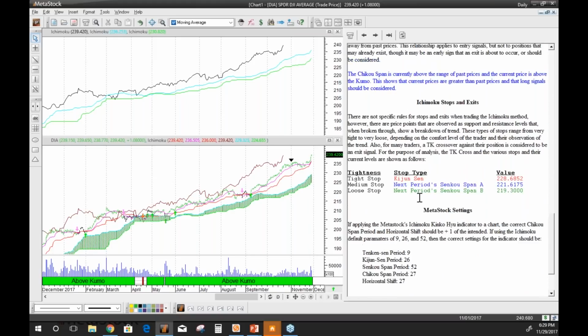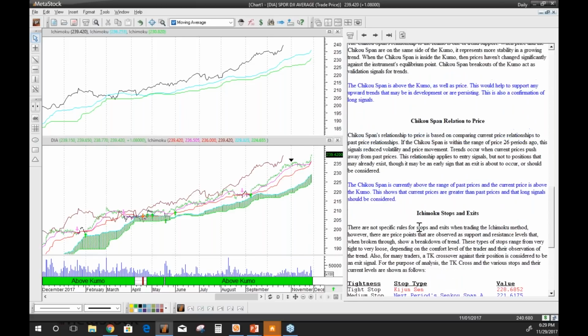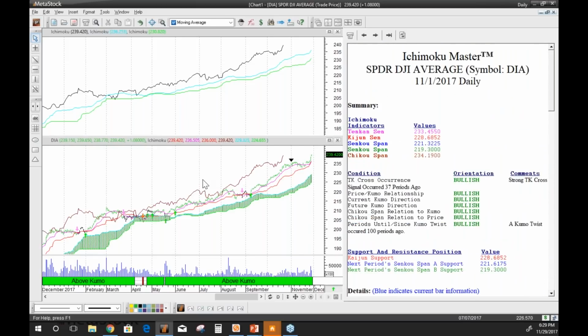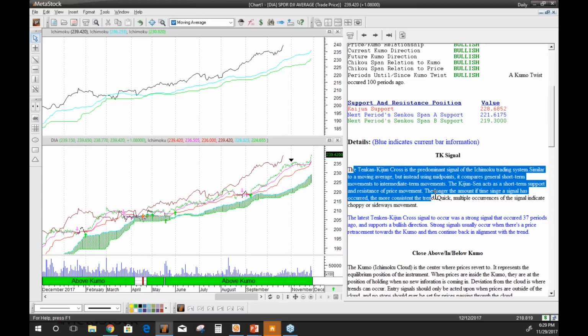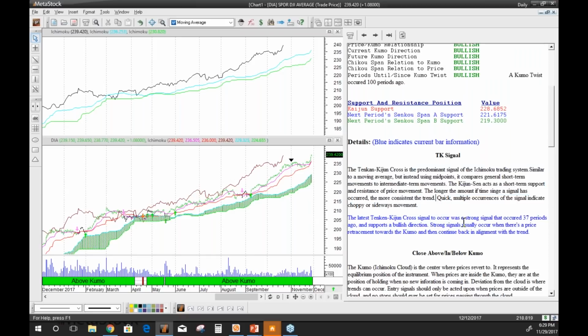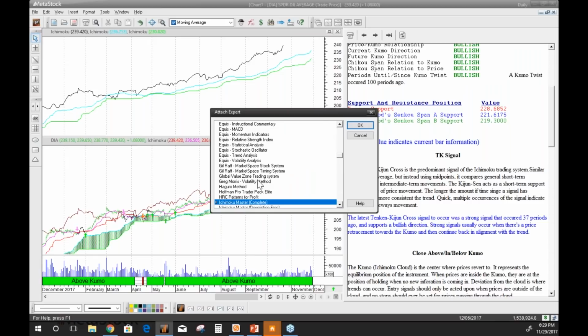So, looking at all this, this is a very quick way to quickly evaluate what's going on. But we also understand that a lot of this information can get fairly repetitive, especially if you've read the description for the TK signal 50 times, you probably understand it. Once you're comfortable with understanding that, you can change to the next level. What we're going to do is attach the next expert down.